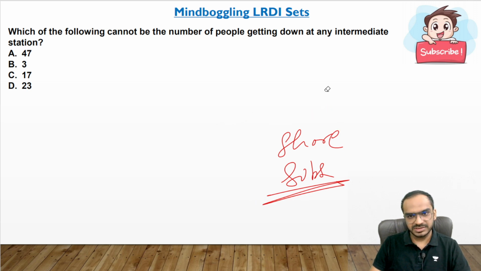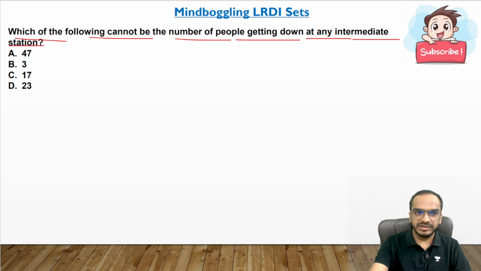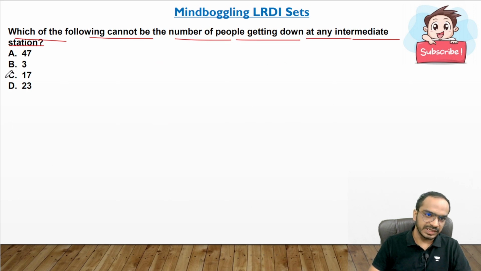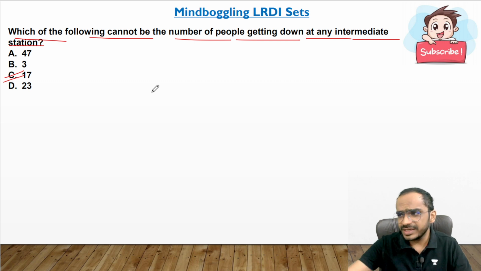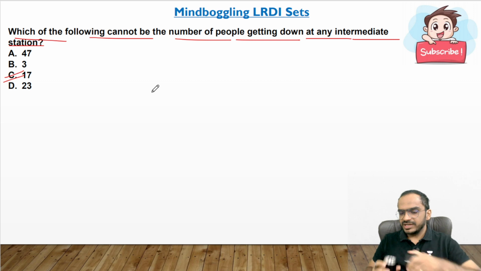Are we clear with this? Chalo, quickly do it. Which of the following cannot be the number of people getting down at an intermediate station? See, 47, 3, 23, 17. So 47 is possible, 3 is possible, 23 is possible, 17 is not possible, right? Number of people getting down, 17 doesn't seem a possibility, right? Are we clear with this, guys?